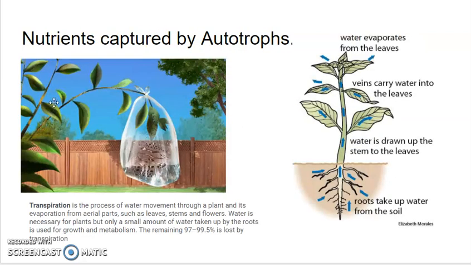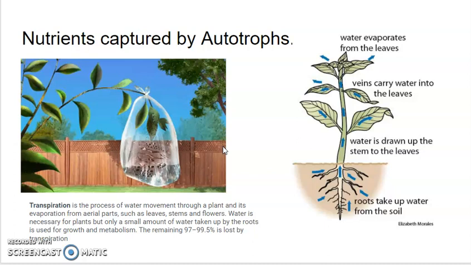So we have two types of living organisms, autotrophs and heterotrophs, that we discuss. We are not discussing decomposers here because we will discuss them in the matter cycle. So, nutrients captured by autotrophs: plants get their nutrients from the environment in an inorganic form.